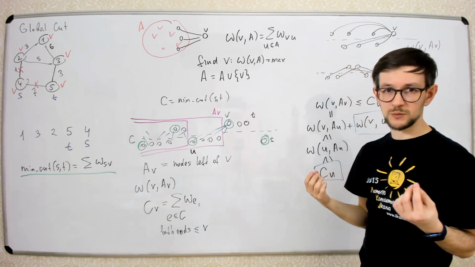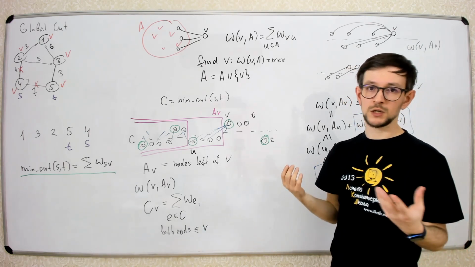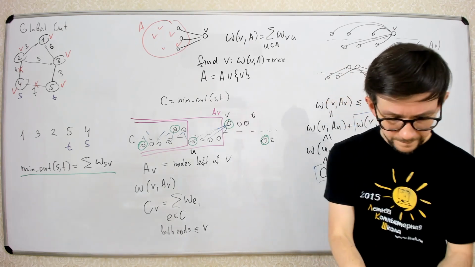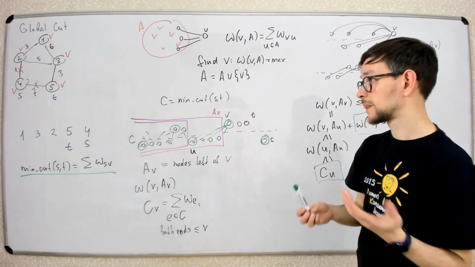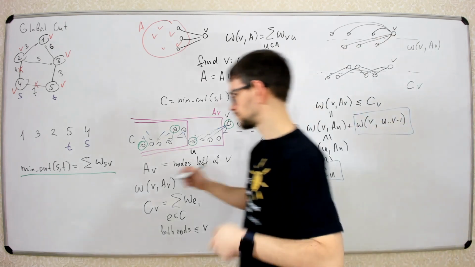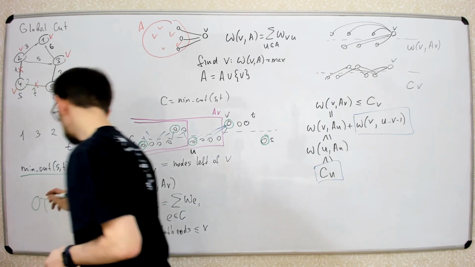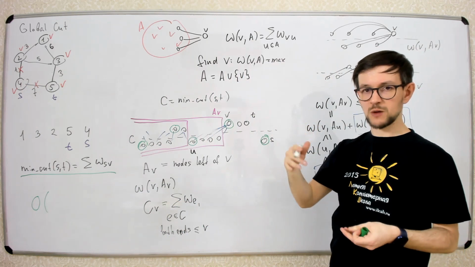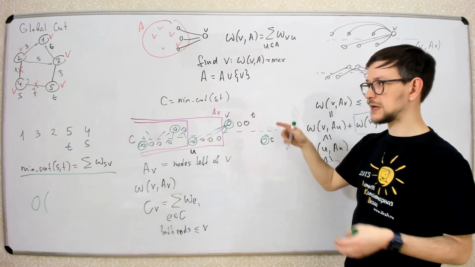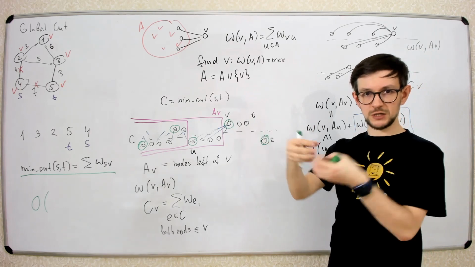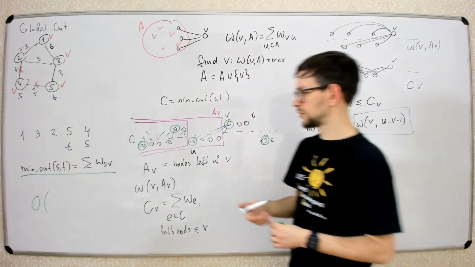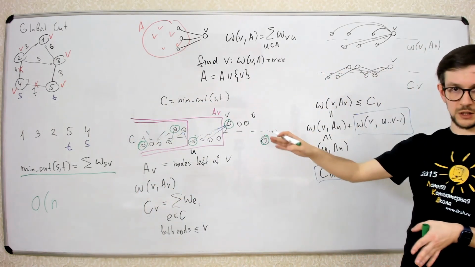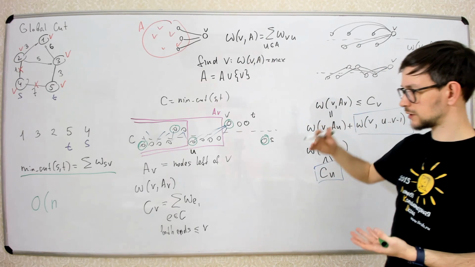If you use a binary heap, you will have time complexity m log n. If you use a Fibonacci heap, you will have m plus n log n. Not that important, but you may do it. So what is the total time complexity? Again, we have the outer loop from the previous algorithm. Each time we run all this routine, and then we merge S and T into one node. So we do it n times, and each time we do all this, the running time is m log n, let's say.